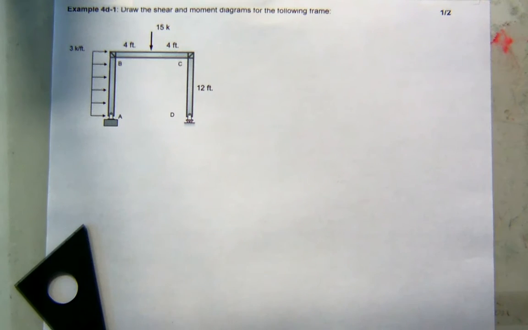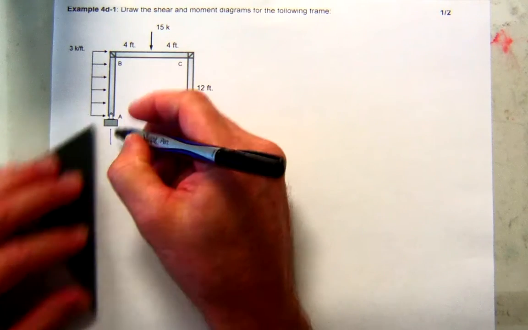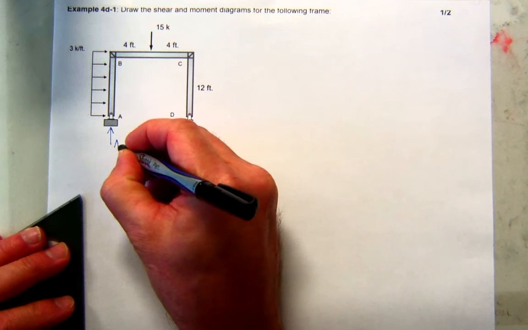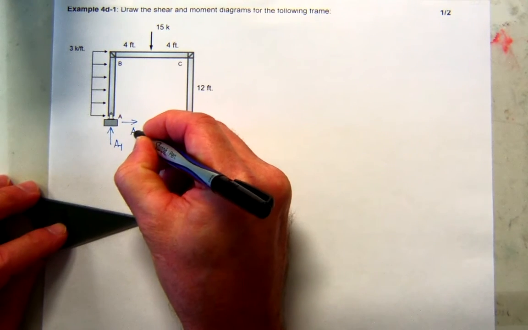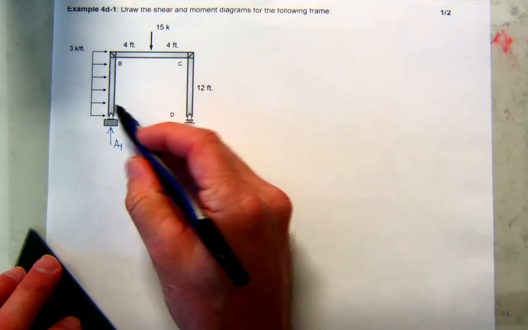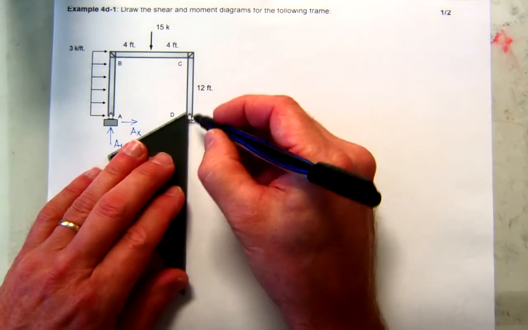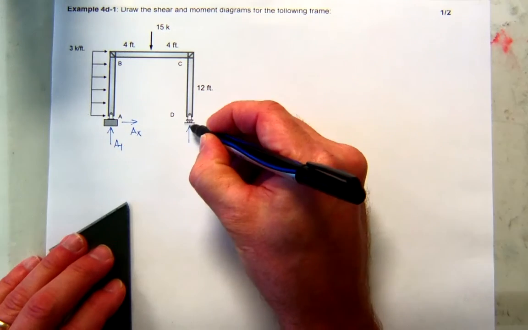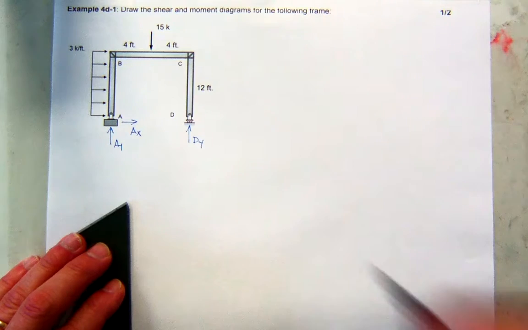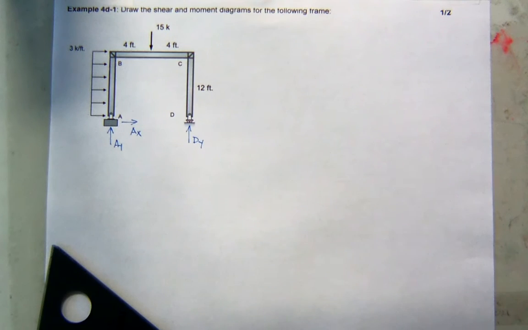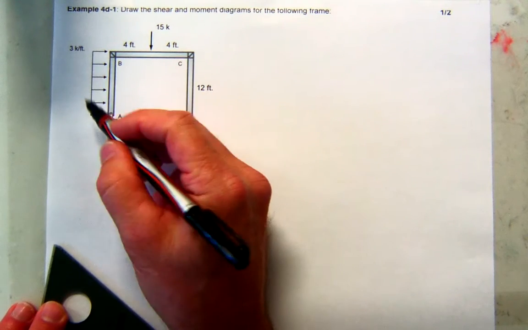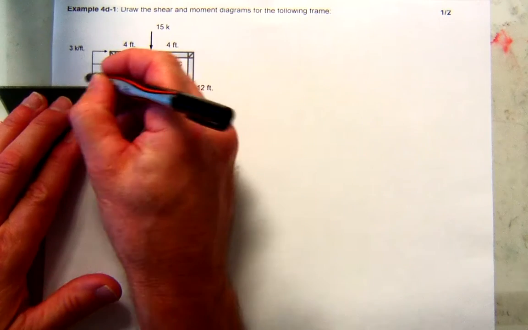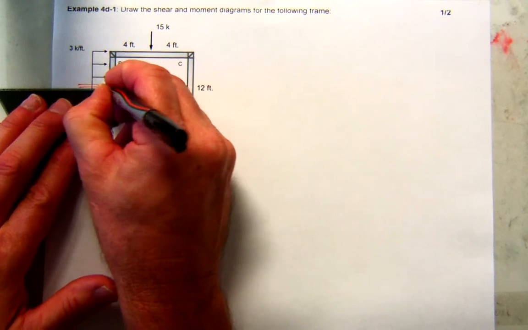So I'll start by using this drawing as my free body diagram for the reactions. So there's my AX and AY. There's no moment because it's a pin. And over here at the roller, I've got DY. And looking ahead in the problem, I'm going to want to put this as a concentrated equivalent force, so I'll go ahead and write that in.